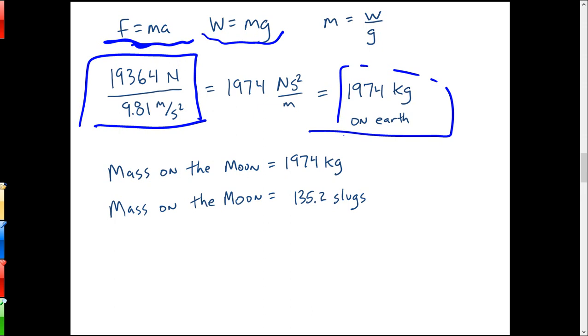Now we calculated that using Earth's gravity and the weight on the Earth. However, mass would not change. You would have the same mass on the moon as you would on the Earth, because the amount of atomic material doesn't change regardless of where the object is. So the mass is the same regardless of where you are. So the mass on the moon is the same as it was on Earth: 1974 kilograms and 135.2 slugs.